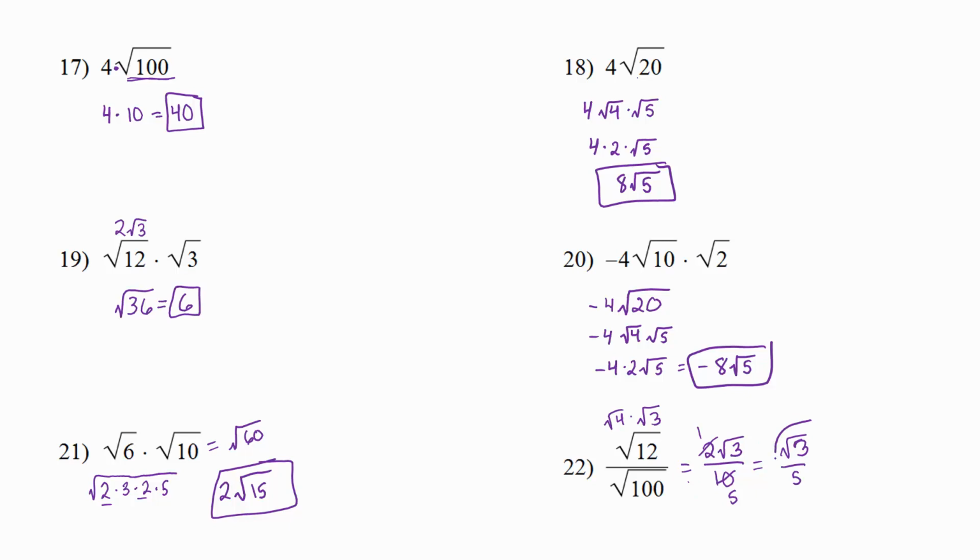There's another way we could have done this. You are allowed to take the 12 and the 100 and simplify them together first because they're both under square roots, even though they're not under the same one. We can simplify 12 over 100, which they're both divisible by 4, so we'd get 3 and 25.